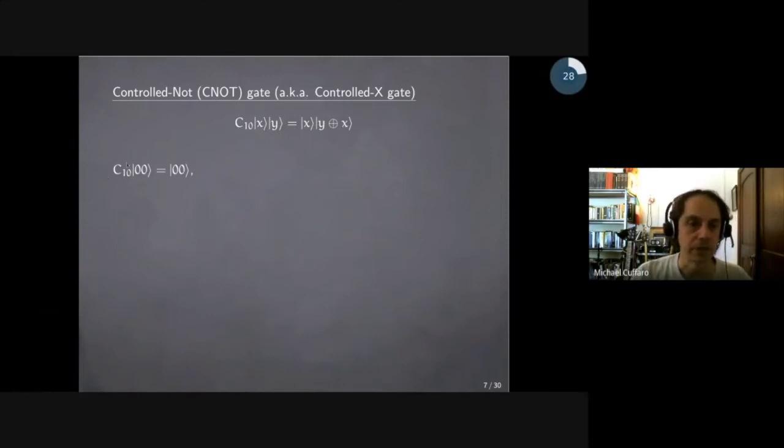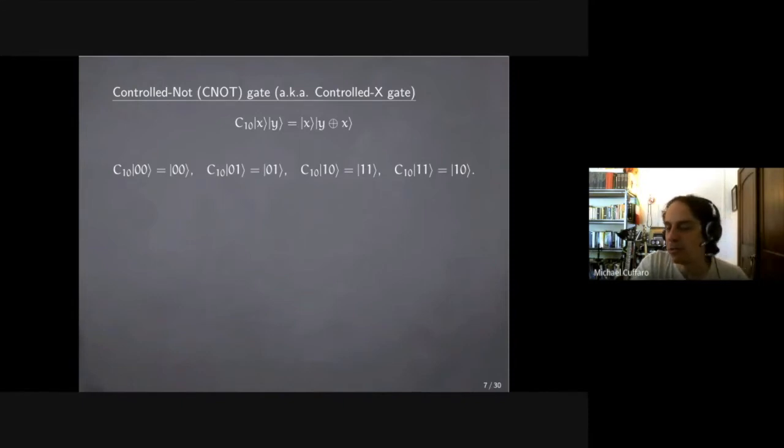So for instance, here's the control qubit, here's the target qubit. If I start off with 0, 0, then 0 is unchanged, and 0 exclusive OR 0 is 0. Again, 0 is unchanged here, and 0 exclusive OR 1 is 1. And if you have 1, 0, then 1 is unchanged, and 1 exclusive OR 0 is 1, and 1 exclusive OR 1 is 0.